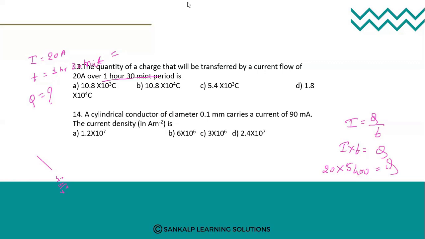Yes, option B. See here. Everyone gets option B, 10.8 into 10 to the power of 4. Option B is the answer. 10.8 into 10 to the power of 4. Option B.